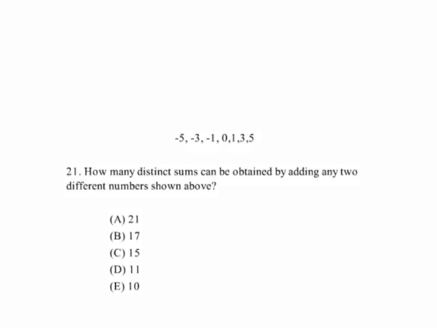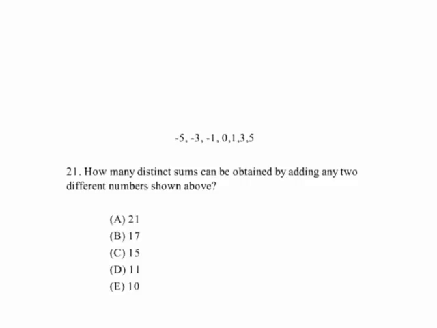Okay, we want to know how many distinct sums we can get by adding any two different numbers shown above. Now we know we can get all of the numbers that we have right there by simply adding 0 to one of them. So we can get all of those sums. We can get them a bunch of different ways, but we only count each sum once.